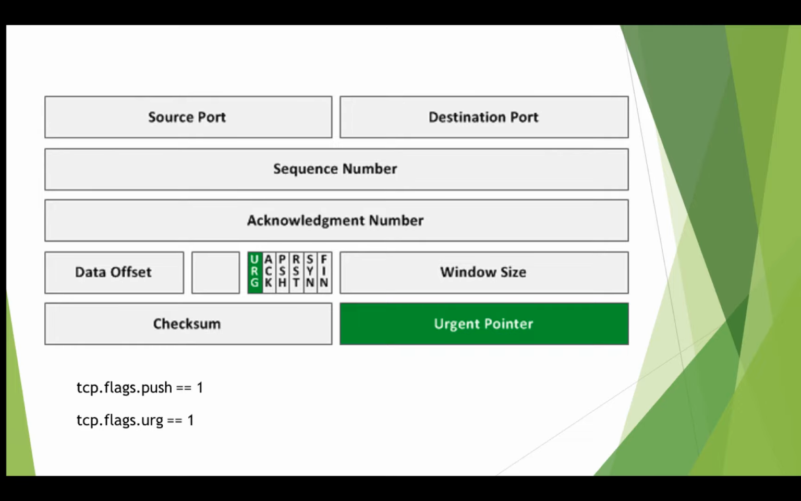Now let's say someone asks you how would you find out where is the push flag, or the packets which show the push flag or the urgent flag in the Wireshark packet capture. So these are the two filters that you can see at the bottom. tcp.flags.push equals to 1, that is for push flag, and tcp.flags.urg equals to 1 for the urgent flag.